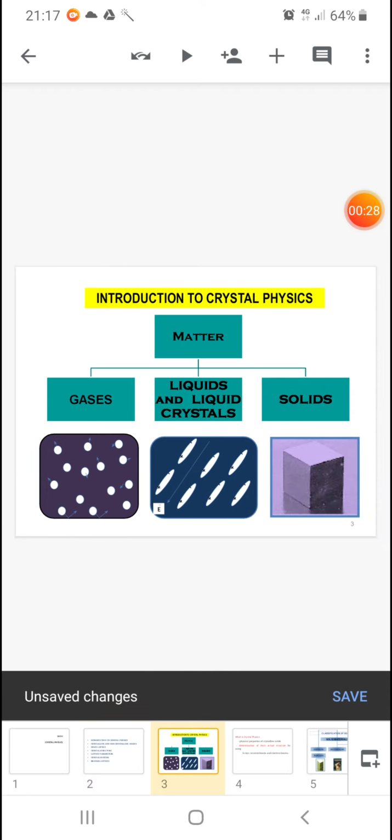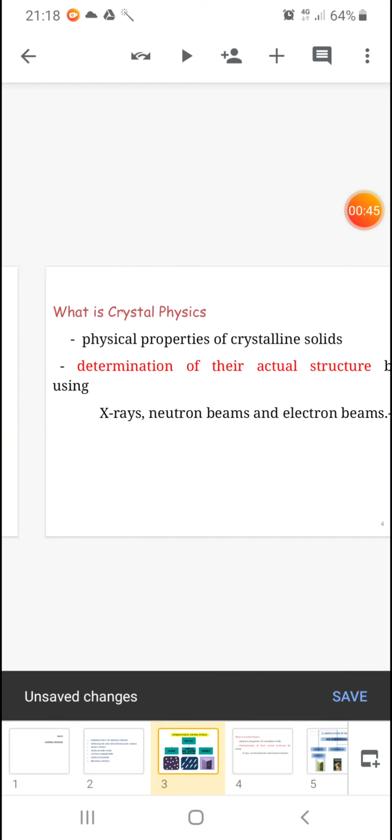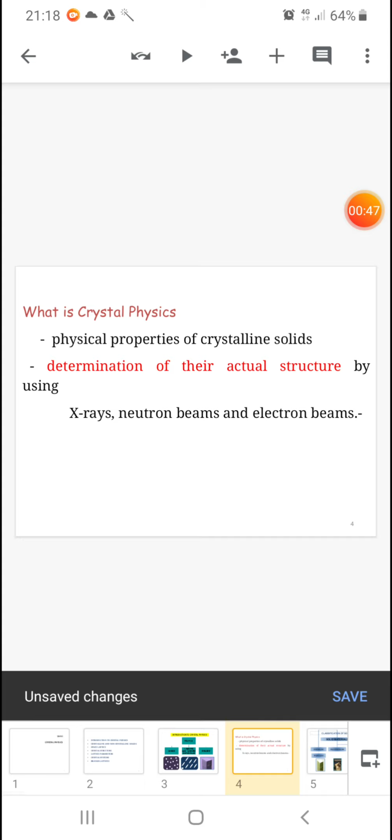Friends, in the introductory part, we have to see introduction to crystal physics. We know that matter is divided into three parts such as gases, liquids and liquid crystals, and the third one is solids. Then the question will arise, what is crystal physics? Physical properties of crystalline solids, and determination of their actual structure by using X-rays, neutron beams and electron beams.